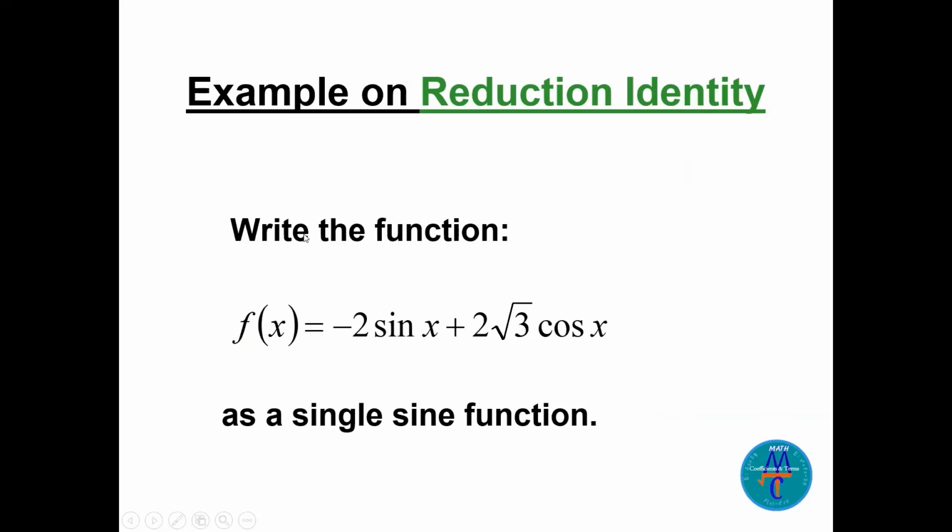I have prepared here an example on reduction identity. See, this is a nice example, simple, straightforward. Write the function f of x equals minus 2 sine of x plus 2 square root of 3 cosine of x as a single sine function. So reduce it, make it one sine function.